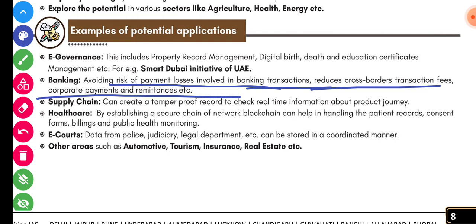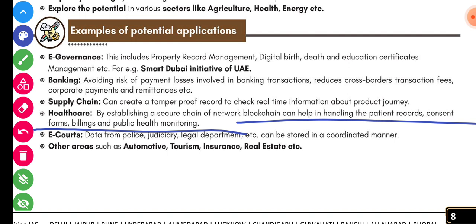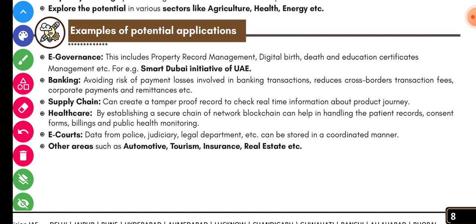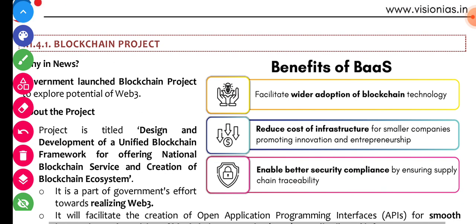corporate payments and remittances, etc. And supply chain can create a tamper-proof record to check real-time information about product journey. And healthcare. By establishing a secure chain of network, blockchain can help in handling patient records, consent forms, billing, and public health monitoring. And e-courts. Data from police, judiciary, legal department, etc., can be stored in a coordinated manner, and other areas such as automotive, tourism, insurance, and real estate, etc.